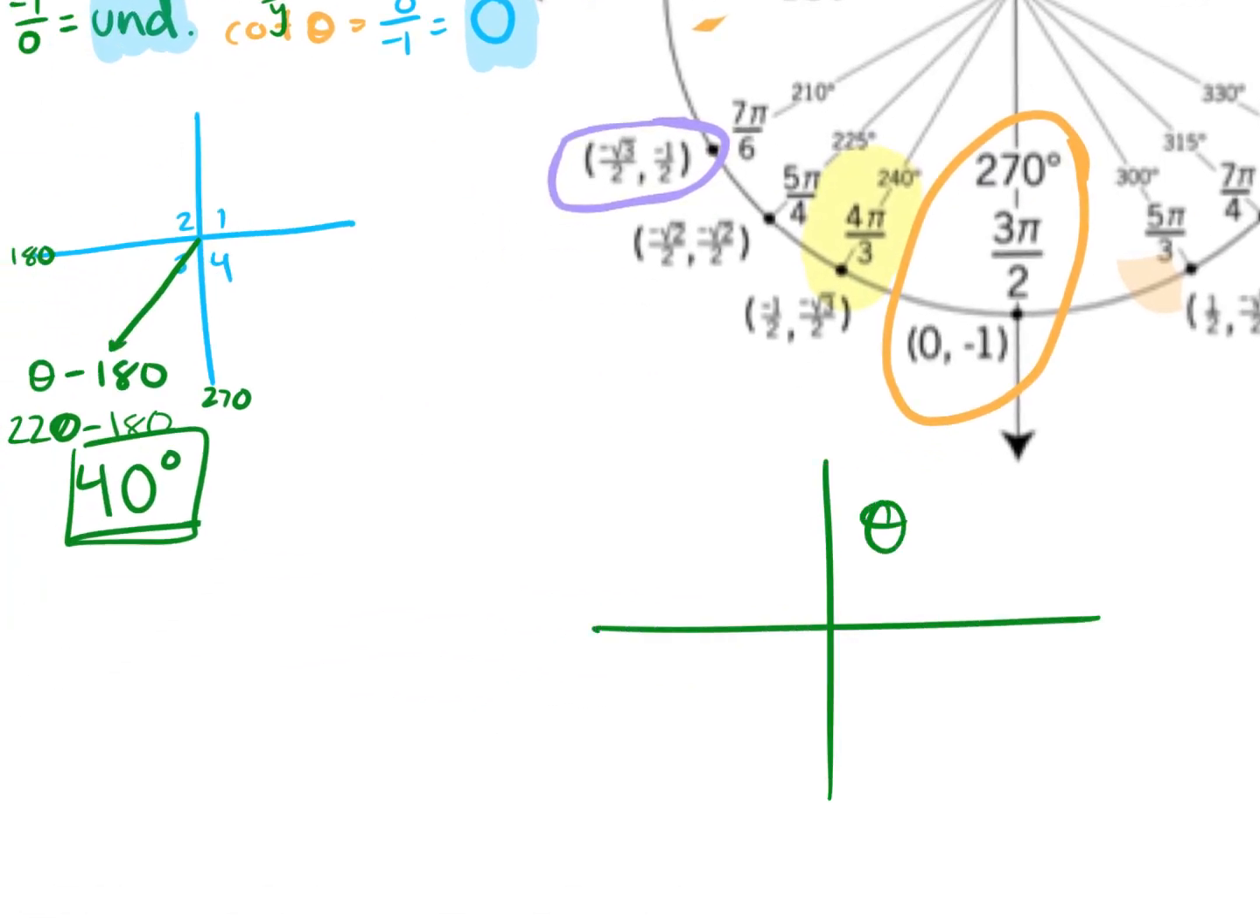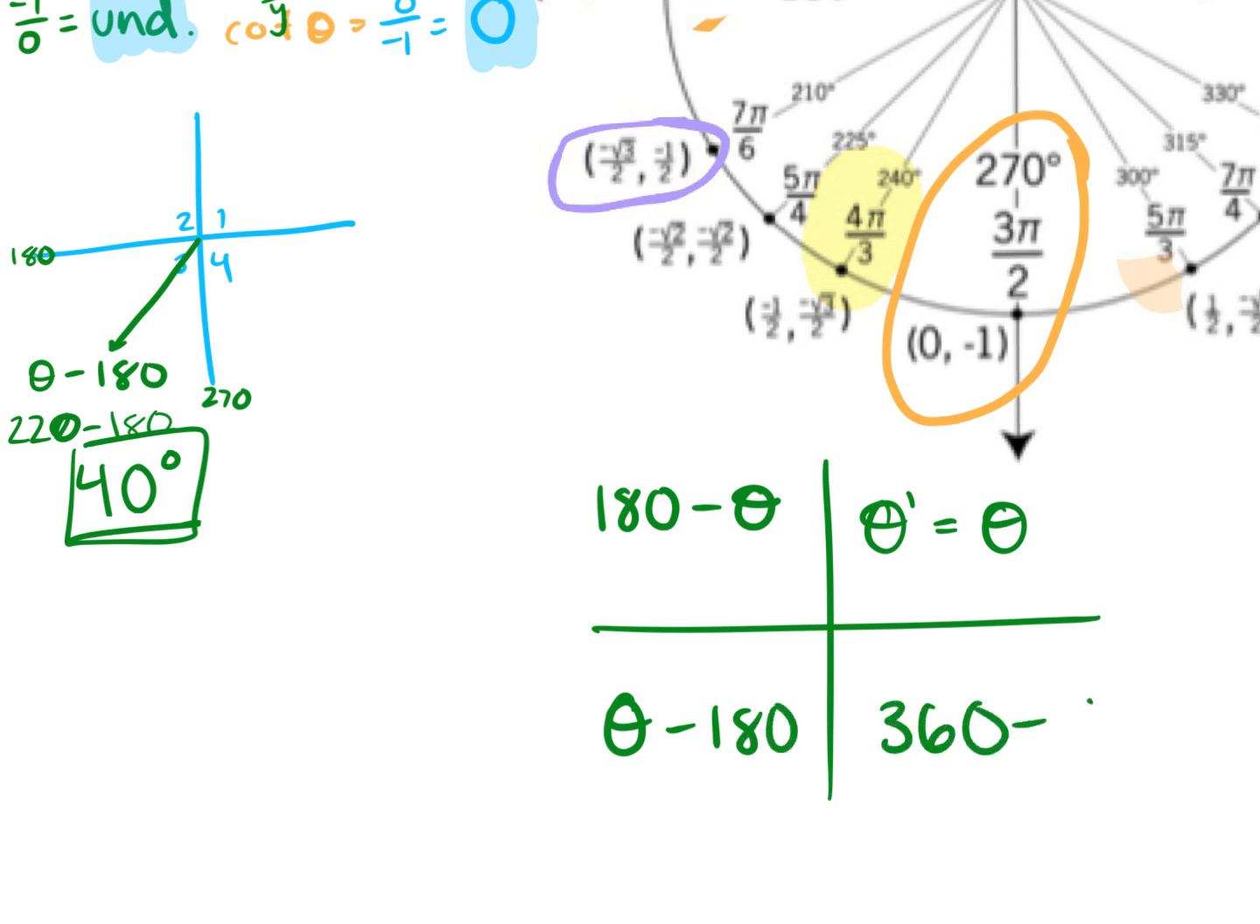If you're in the first quadrant, whatever your theta is going to be the same as the reference angle. Second quadrant, we do 180 minus theta. Third quadrant, theta minus 180. Fourth quadrant, 360 minus theta.